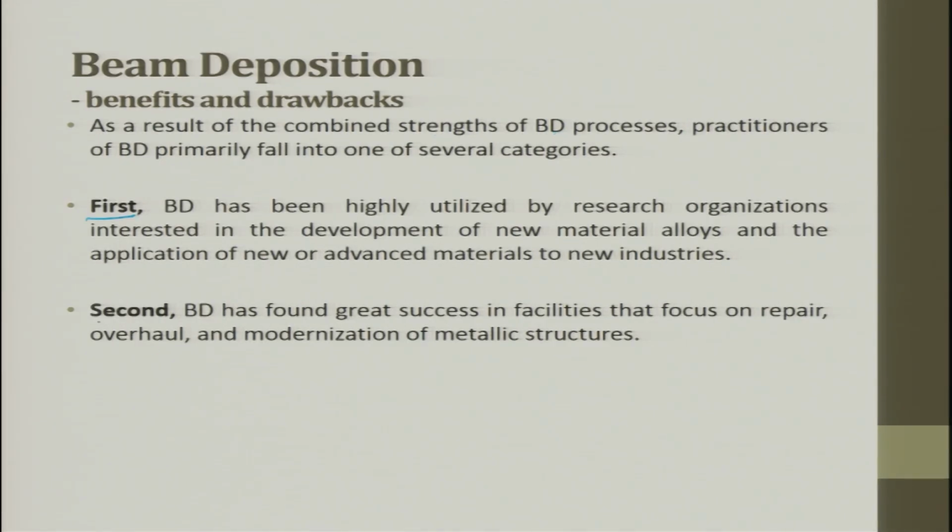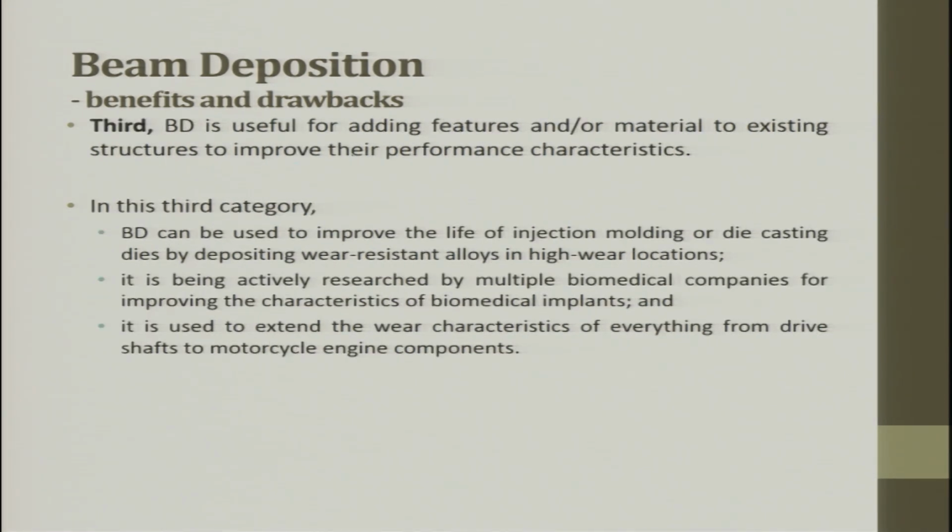Second, they have found greater success in facilities that focus on repair, overhauling and modernization of metallic structures. So, people can fall in this category. The third category is for adding features or materials to the existing structure to improve their performance and characteristics. So, these are the three places where people fall when they want to use this beam deposition process.